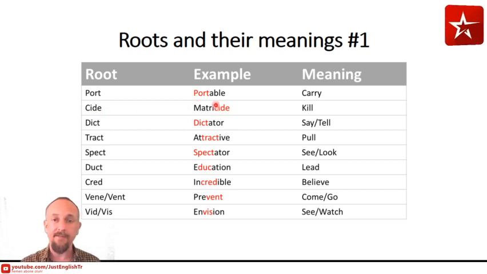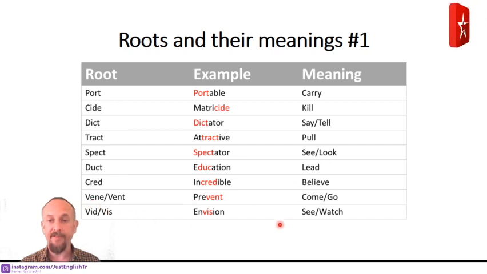Then we had cide, such as matricide, to kill your mother. Then we had dict, such as dictator, meaning say or tell. Then we had tract, which meant pull, such as attractive. Then we had spect, which meant to see or look, as in spectator. Then we had duce or duct, actually they're both possible, such as education, which meant to lead. And we had cred, which meant to believe. Vene and vent, which means to come or go. And then vis, which means to see or watch.